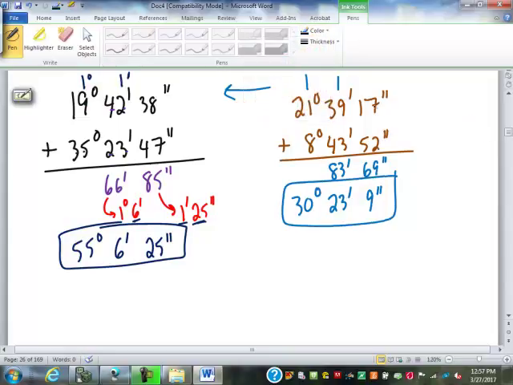Now you can do that on the calculator too. You just have to punch it in. It takes a while to get it punched in, but it should spit it out. When you get your answer, it may spit it out in decimal degrees. You just got to go back in and do 2DMS to change it back to degrees, minutes, seconds.